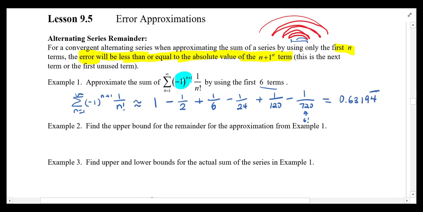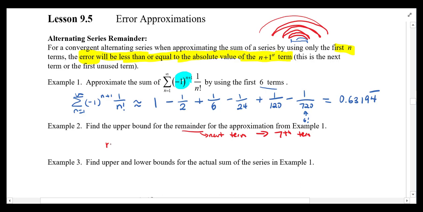Now my question in example number 2 is asking, can you actually find the upper bound for the remainder for the approximation? Remember how we said that the remainder is bounded by the absolute value of the next term. So what is the next term here? The next term will be the 7th term.